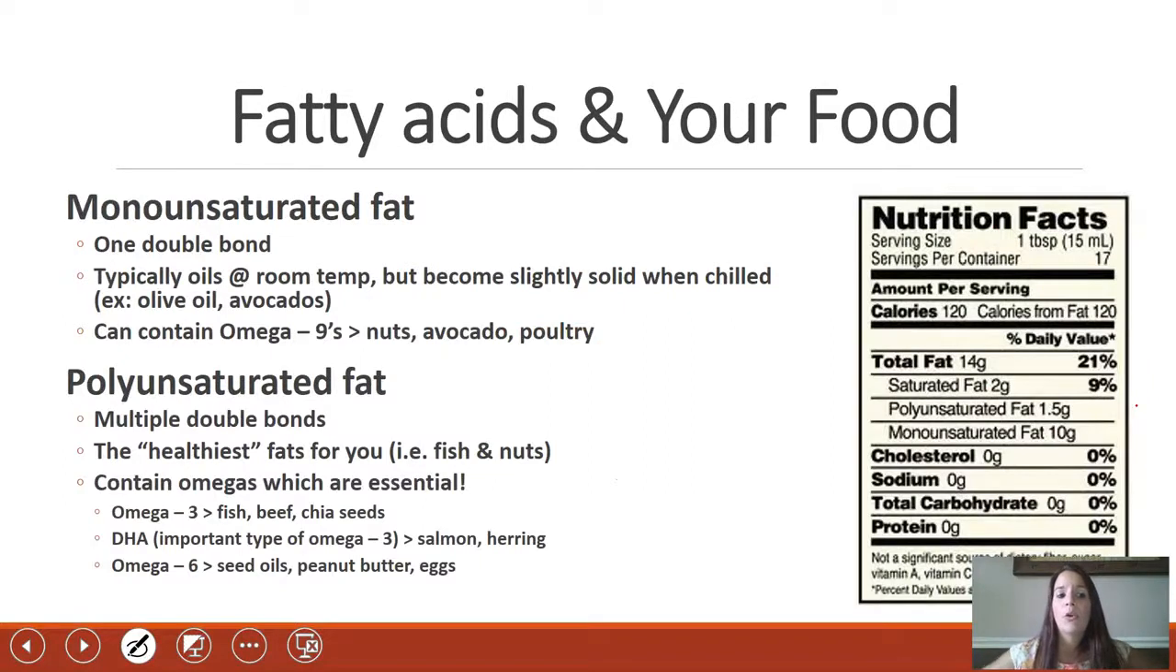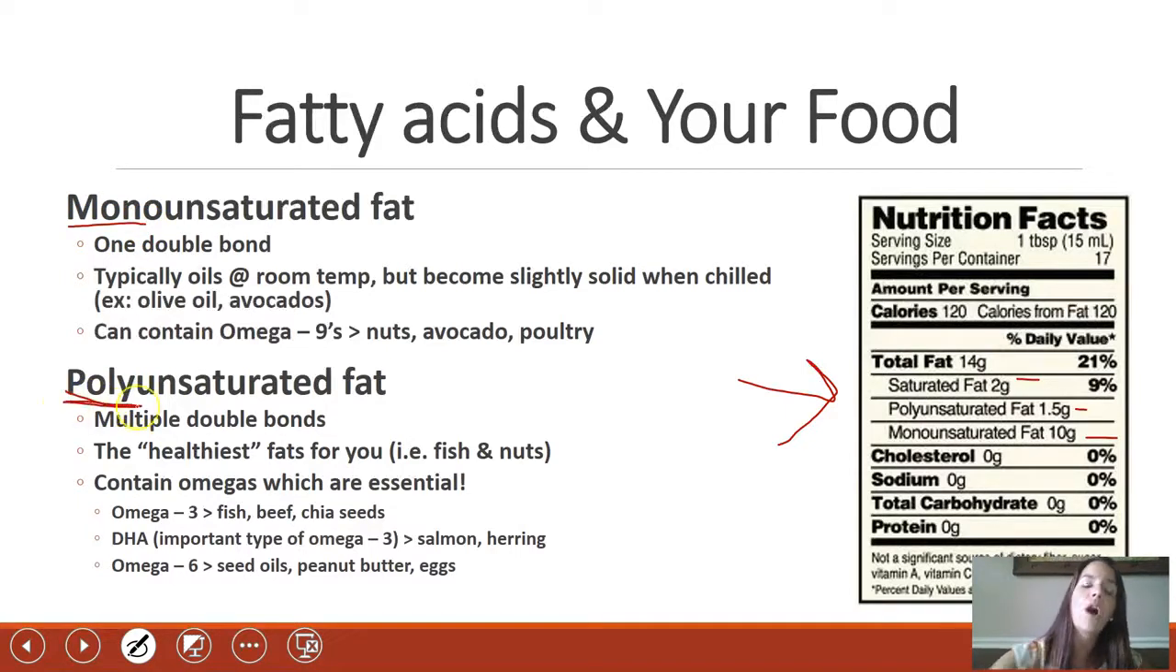So here's a little bit more if you look at your food, right? So when you look at a food label, you see the saturated fat, and then you see polyunsaturated and monounsaturated. So mono, meaning, once again, 1, is 1 double bond. So there's only 1 double bond.